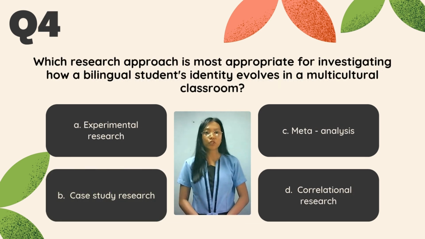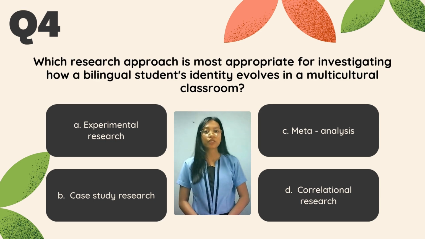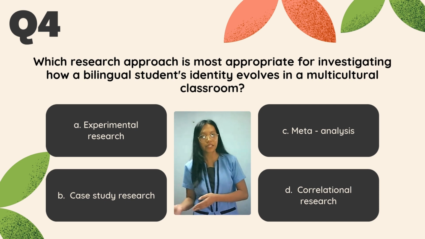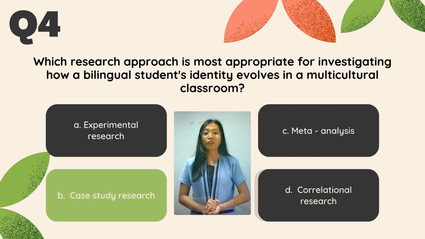And of course, on to question number 4. Which research approach is most appropriate for investigating how a bilingual student's identity evolves in a multicultural classroom? Again, how a bilingual student's identity evolves in a multicultural classroom. Is it letter A, experimental research? B, case study research? C, meta-analysis? Or lastly, letter D, correlational research? So the correct answer is letter B, case study.